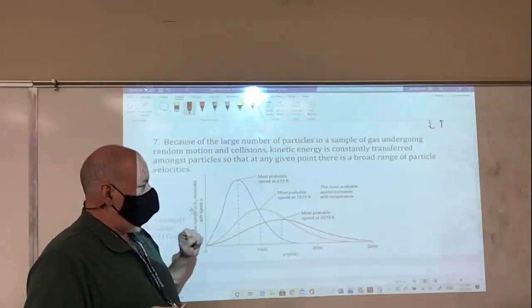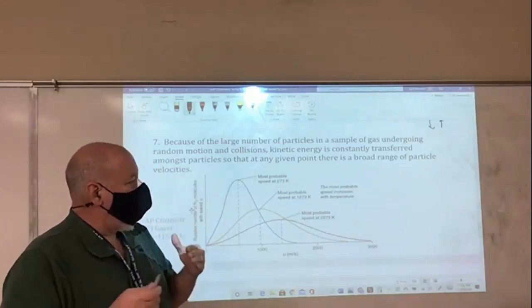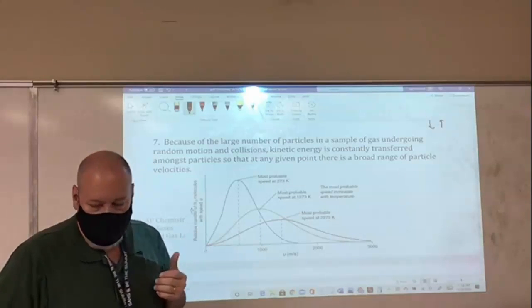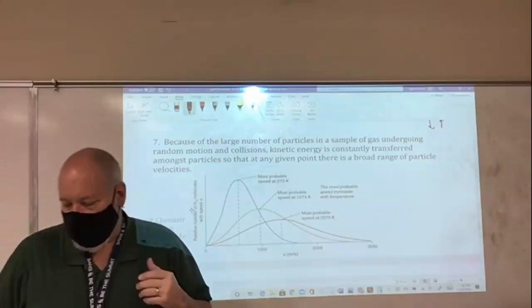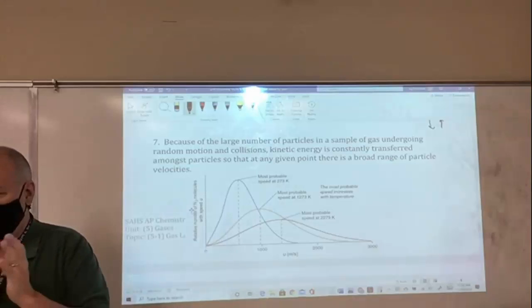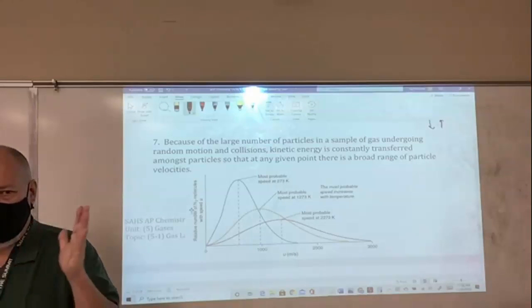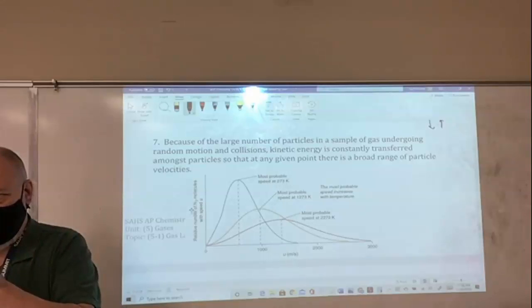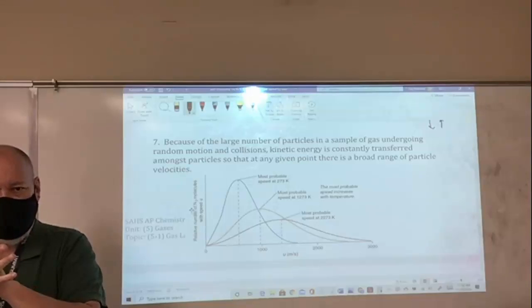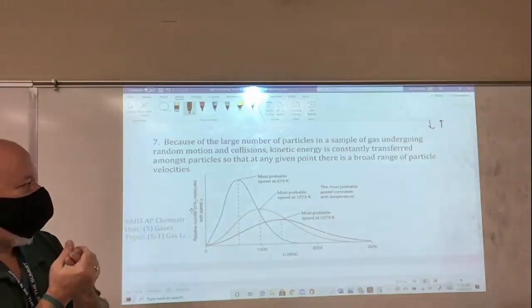Now, the reason this is going to be important is that in order for chemical reactions to occur, what do I know has to happen to the reactant particles? They have to do what? They have to smack each other, right? If I'm going to react, I have to smack you, right? If we're particles and we're going to react, we have to hit each other.